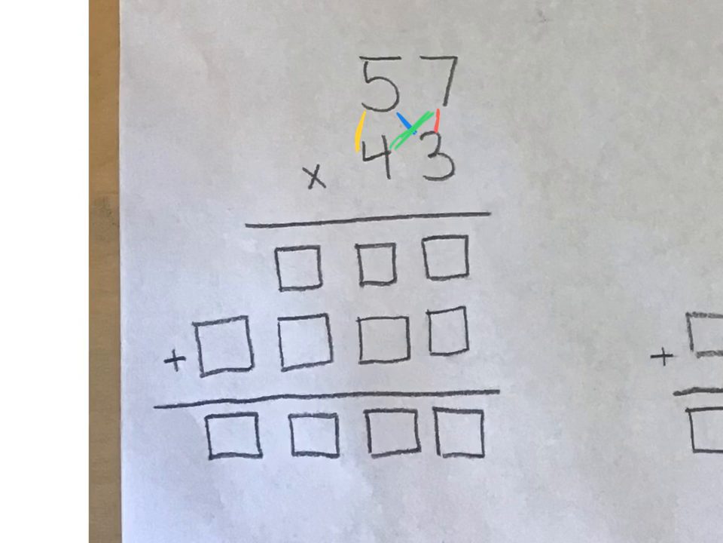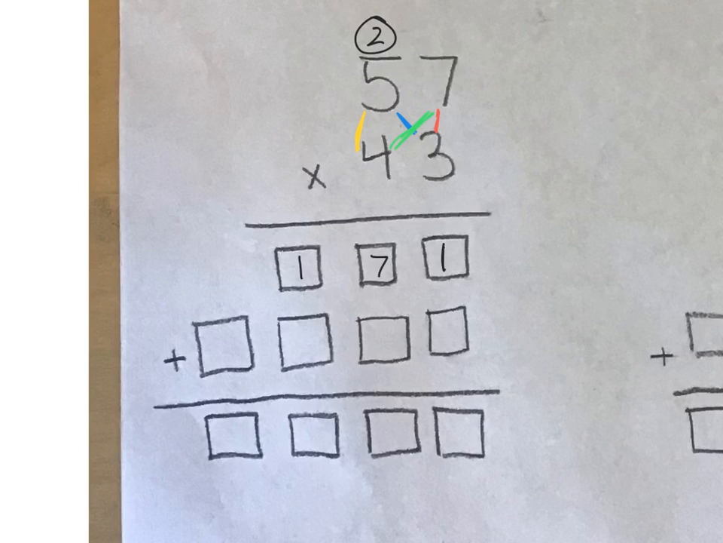So we'll start with 3 times 7. 3 times 7 is 21. So we record the 1 down below, and I'm going to regroup the 2 up above the tens place. Now I'm multiplying 3 times 5, which is 15. I'm going to add in the 2, which gives me 17, and I'm going to record 17 down below.